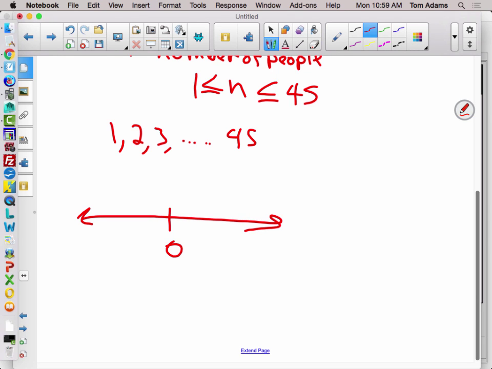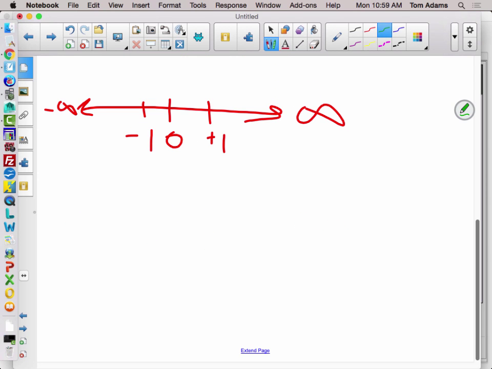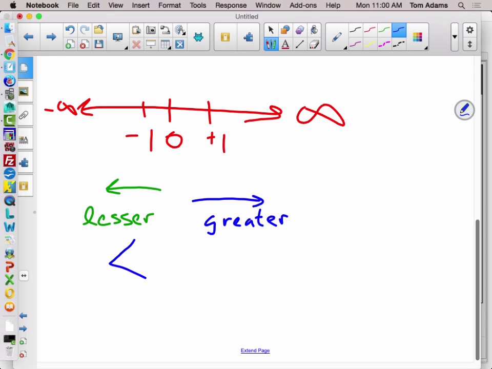Again, on a number line, to the right we have positive numbers and to the left negative numbers. This is positive infinity. This is negative infinity. Now, if I move to the left, my value gets lesser and lesser. If I move towards the right on the number line, it gets greater and greater. Now, this symbol means less than. This symbol means greater than.